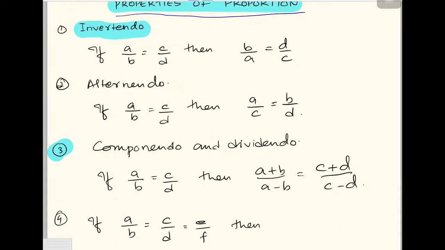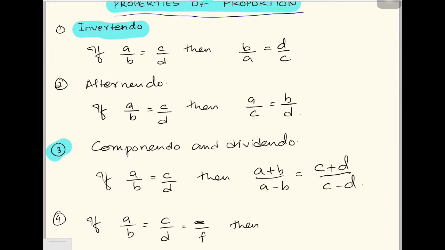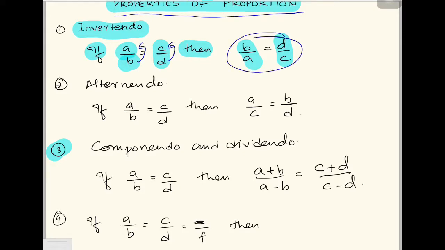The word invert, to invert means to flip here. So see the properties properly. If A by B equals to C by D, if you can see the normal proportion is here, then what can you do? B by A is also equals to D by C. You can see that these positions have been flipped. So you can just flip them, but you have to do it on both the sides. Is that clear?